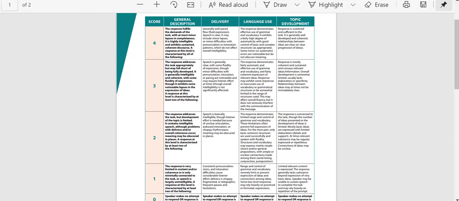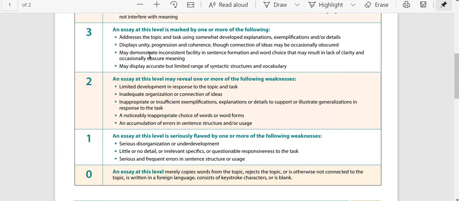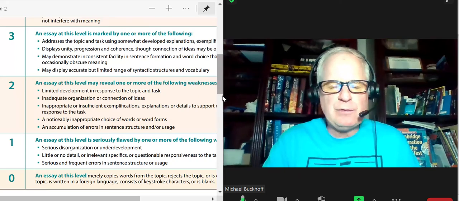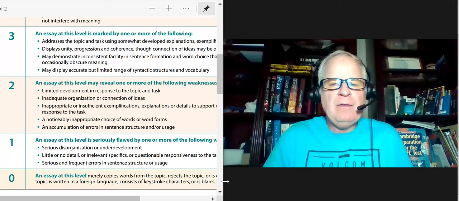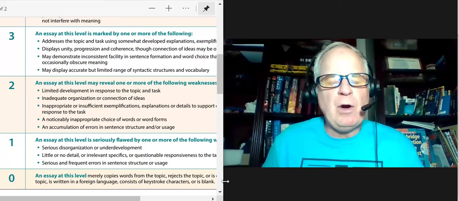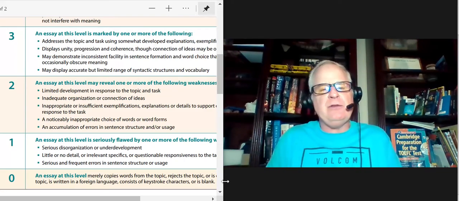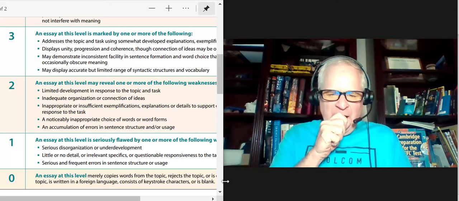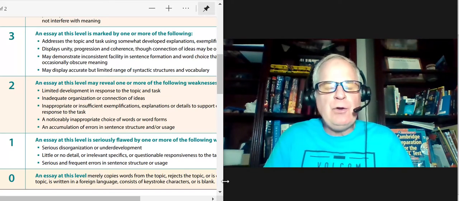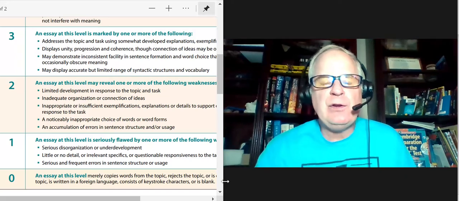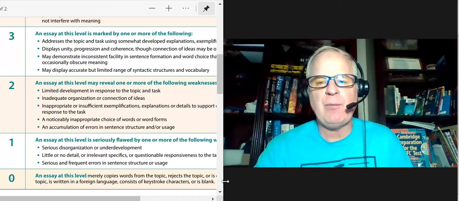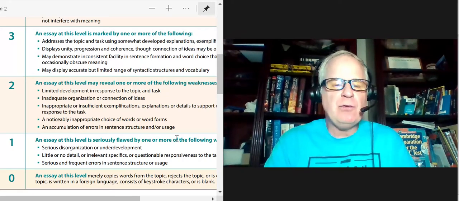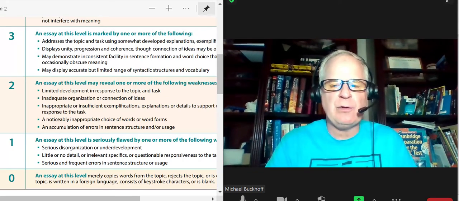Right here, where it says may demonstrate inconsistent facility in sentence formation and word choice. Okay? So hang in there, keep working hard. I think if you want to improve your grammar in that area I just pointed out, go to Google, and here are the keywords that you can study: real and unreal conditions in English grammar. And you can learn a little bit more about that particular grammar structure.